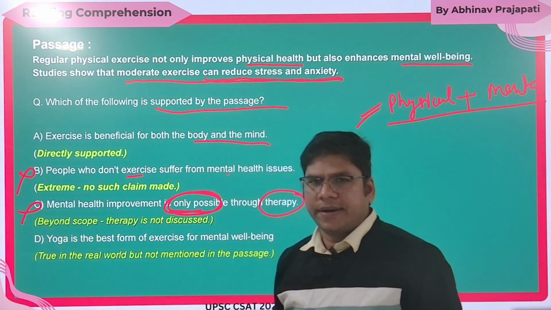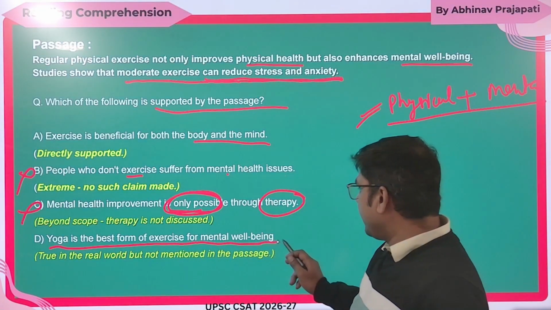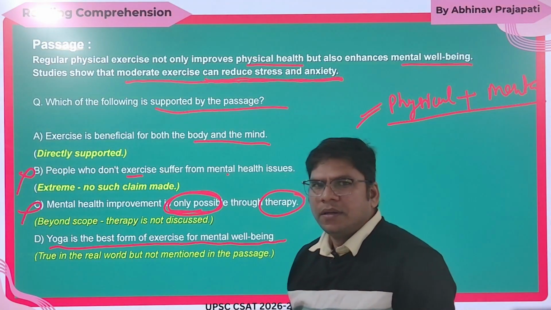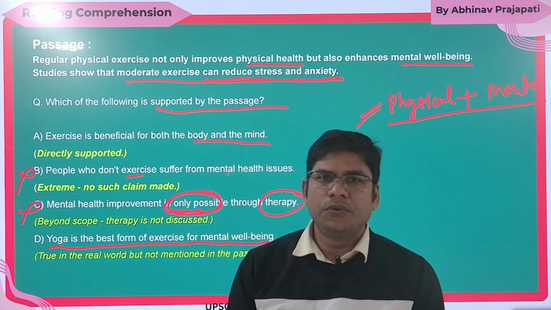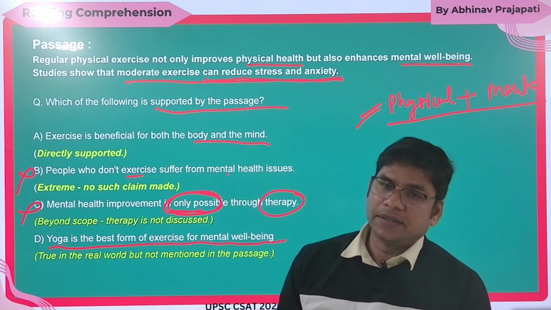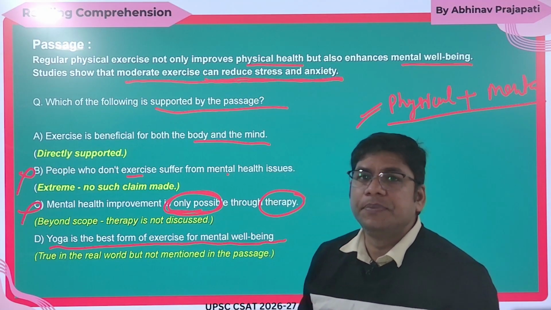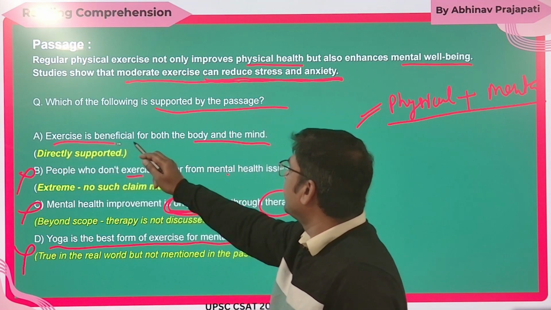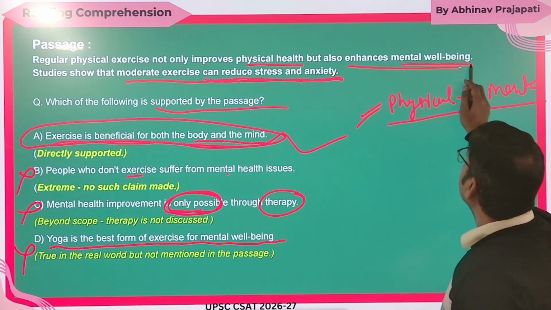Okay, yoga is the best form of exercise for mental well-being. So this may be true in the real world, but it is not discussed in the passage. For mental well-being, most people do yoga, pranayam, but this is not related to the passage, not aligned with the information given in it. So we should eliminate this option. So this is beyond the scope of the passage. So exercise is beneficial for both body and mind. This is directly supported by the passage.